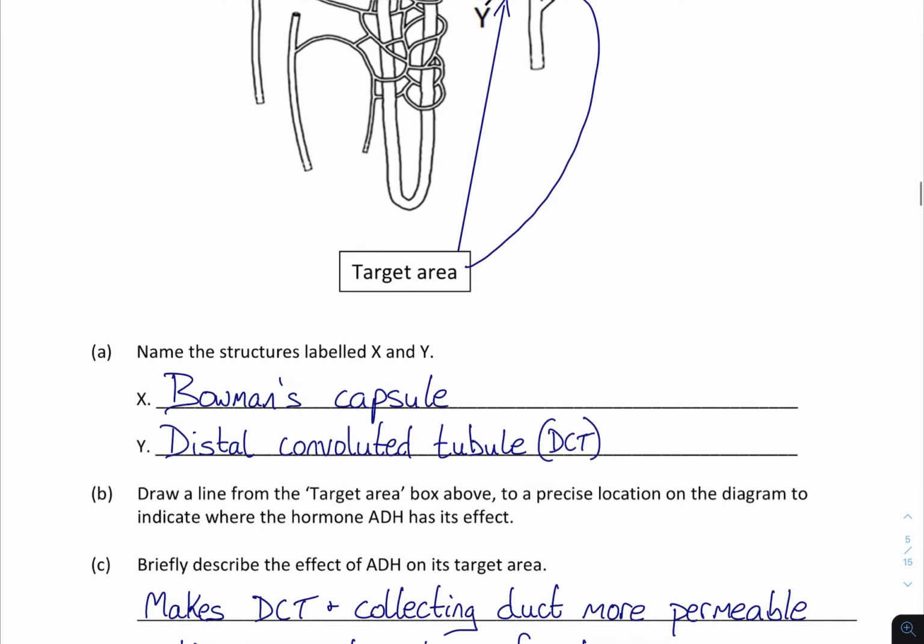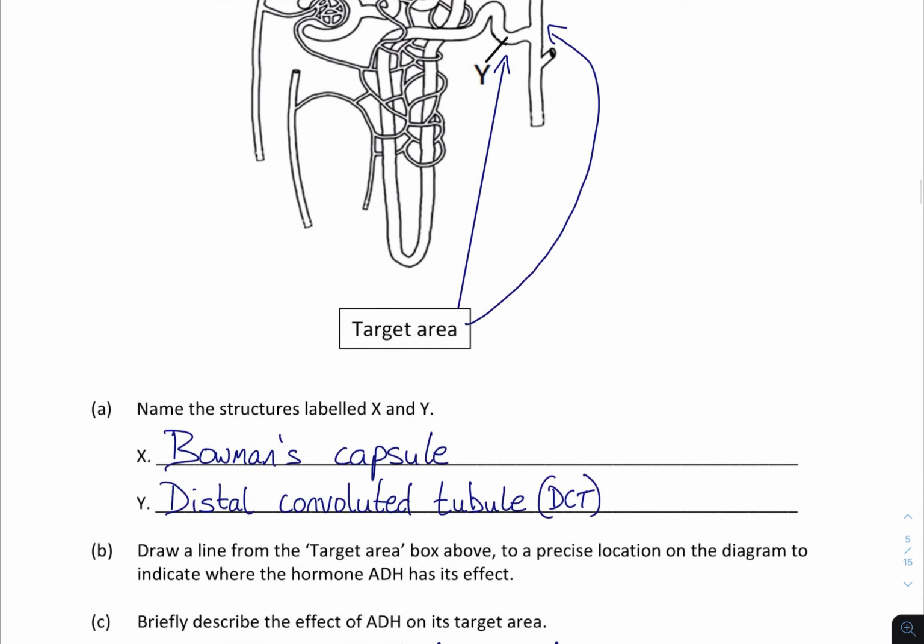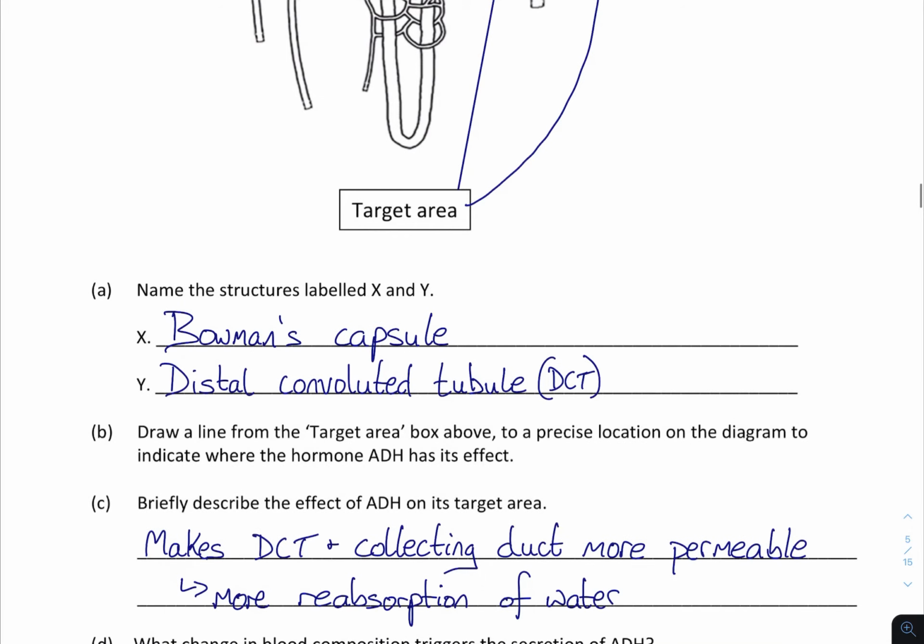Your distal convoluted tubule. DCT is appropriate enough to say that. For B, you're asked to draw a line from the target area box, that's this part over here, to the precise location in the diagram to indicate where the hormone ADH has its effect. Now, two things to note about this.